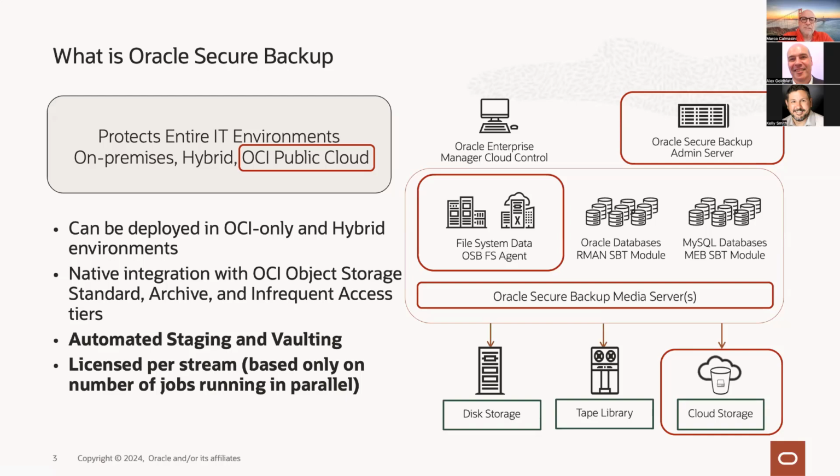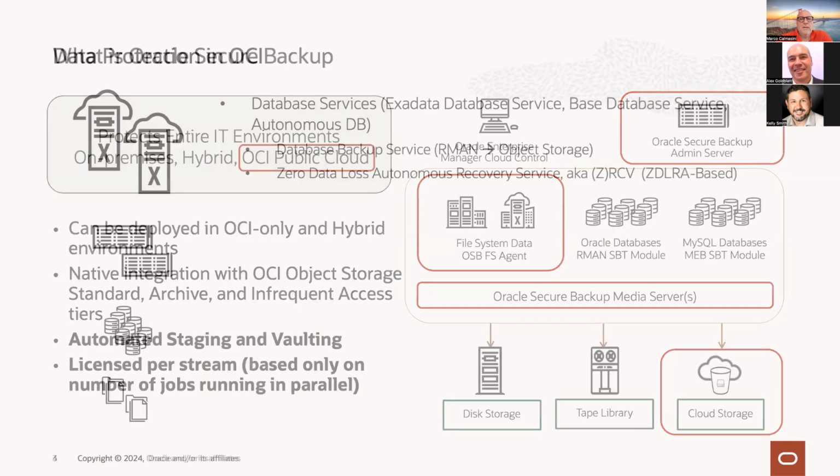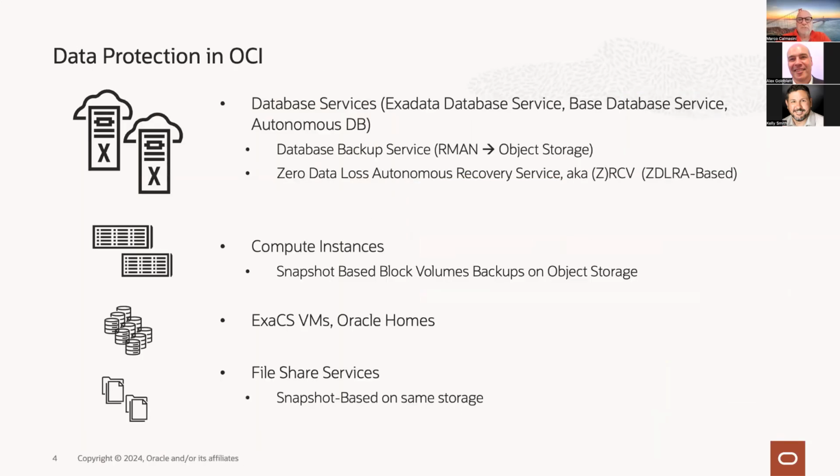Some of those components, not all of them, are needed when we look at the OCI public cloud. Specifically, those with the red box around them are the components that are deployed and used in OCI, and also in hybrid environments. You can deploy the admin server and protect certain clients in OCI, but also have media servers and different types of media devices on premises, for example, and you can control the whole environment this way. So let's talk about OCI specifically.